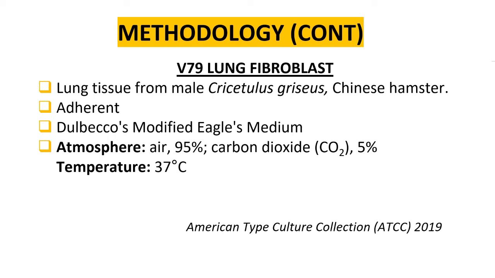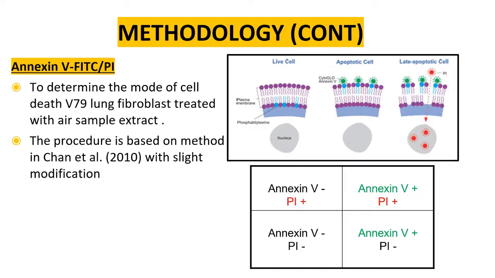37 degrees Celsius. Annexin V FITC/PI is used to determine the mode of cell death of cells being treated with the air sample extract. This procedure is based on the method in Chan et al. 2010 with slight modification. Annexin V has high affinity toward phosphatidylserine and will emit green fluorescent color. Meanwhile, propidium iodide will bind to the DNA damage in the dead cell and will emit red in color.